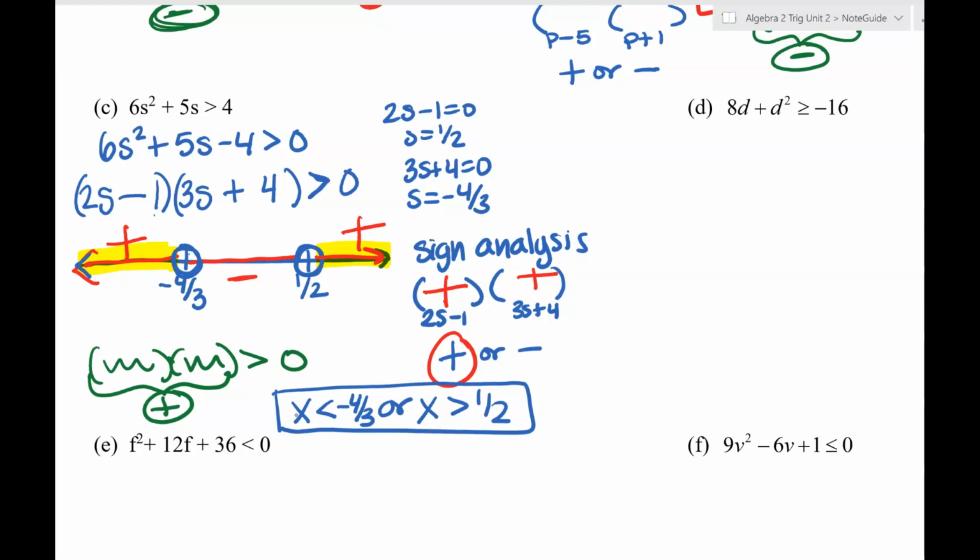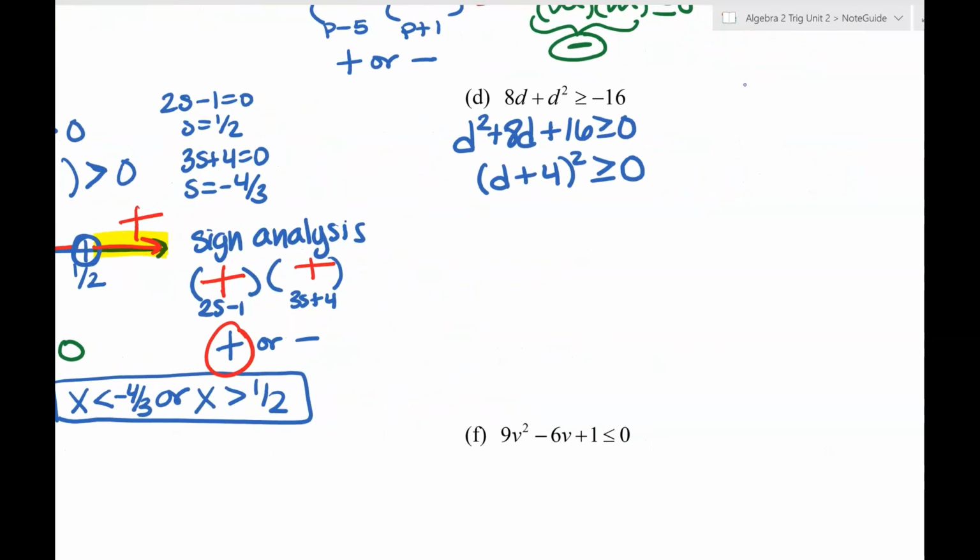All right, so part D, we're going to do the same thing. I am going to write these in the order that is most comfortable for me. And this one is one of your perfect squares when you factor it. So hopefully you're able to see that. And that just means there's only one key value. D plus 4 is the only factor. So the one key value on that x-axis where it switches it up is at -4.